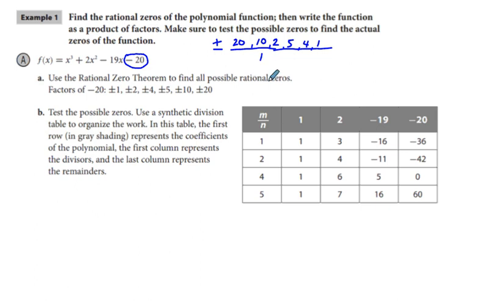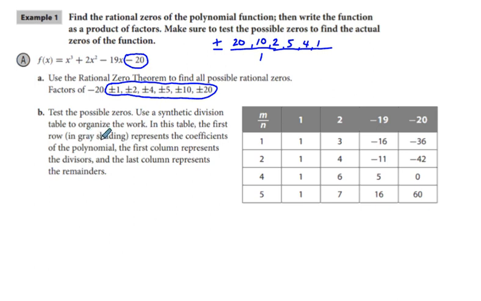And so what we have here is our possible rational roots are going to be just as delineated here. Okay, they've delineated for us here what they are. We have plus or minus 20, plus or minus 10, because 10 over 1, plus or minus 2, plus or minus 1. So all these are discovered. And now it says B, test the possible zeros. Use a synthetic division table to organize the work.